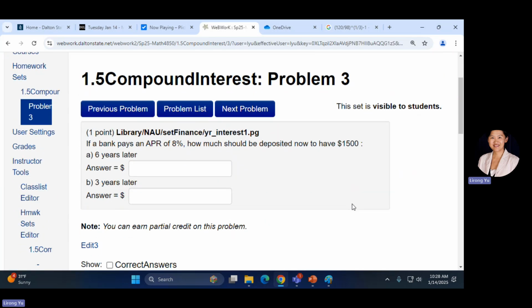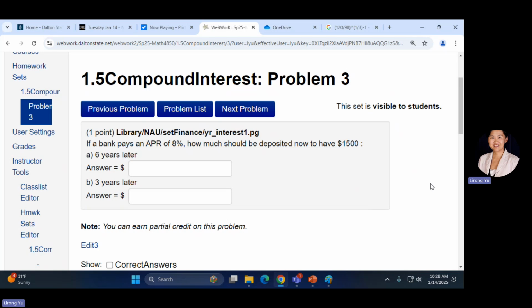I want to try the rest. Okay, this question. APR, what is APR? It is the effective percentage rate, I guess. Basically, it's the annual interest rate, the annual effective interest rate. If the bank pays an APR of 8%, so that's really our interest rate, how much should be deposited now to have 1,500 in 6 years?